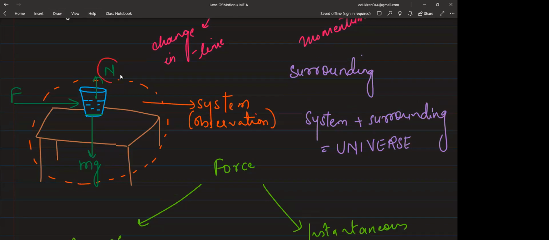Now, class, this normal reaction and this mg, which is acting on the glass within the system, these forces are then called the internal forces. And this force, which I am bringing from outside, this is called the external force. So you must have heard internal force, external force. This is the meaning of it.